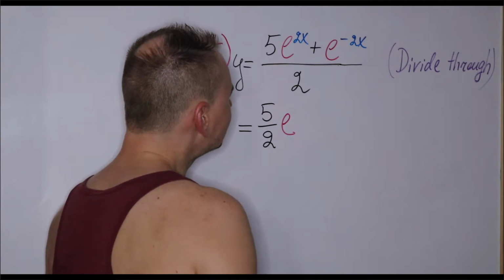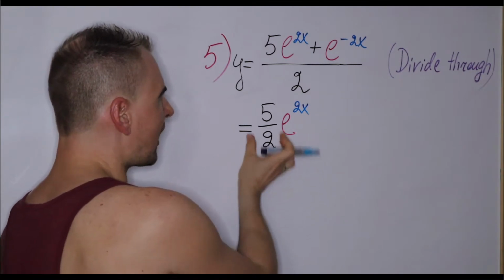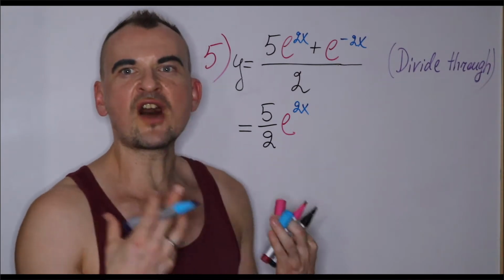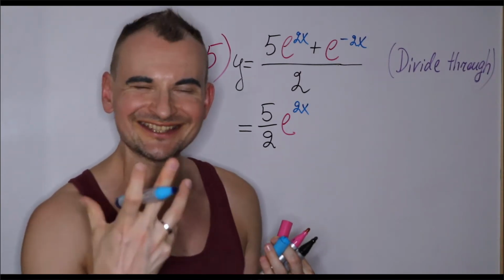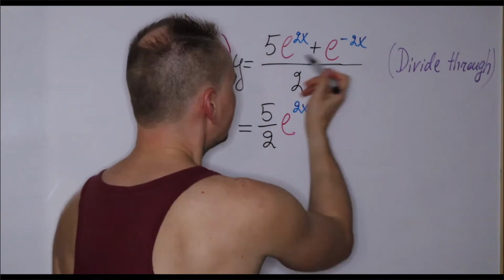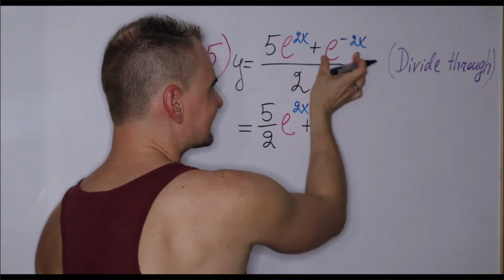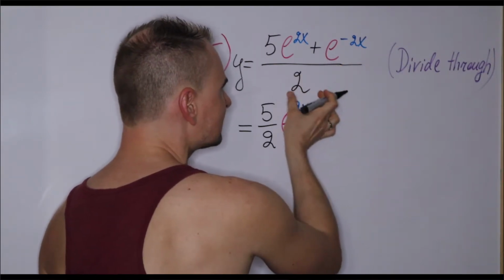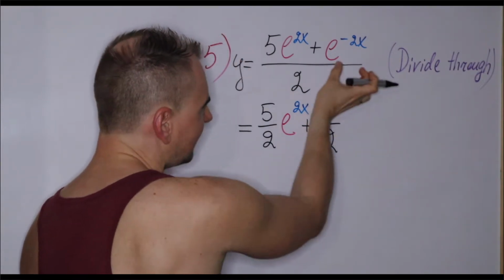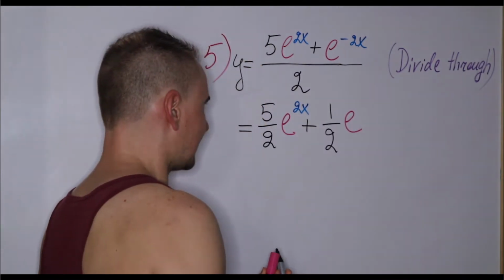And I'm going to write it this way in order to bring this coefficient 5 over 2 in front, so that this function, e to the power, stands out, pops out at you. You want to add plus, and since this second term gets divided by 2, it's basically the same thing as a half, so this coefficient we can pull out, if you will, in front, e to the negative 2x.